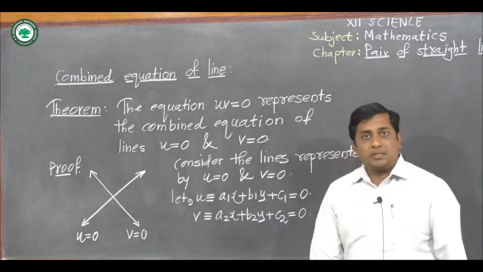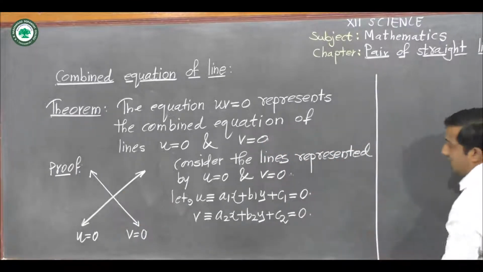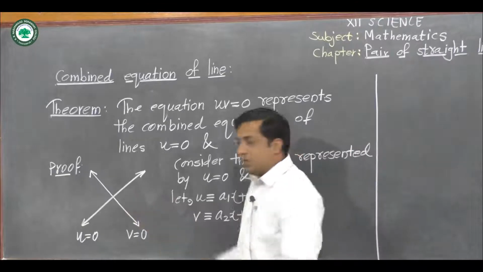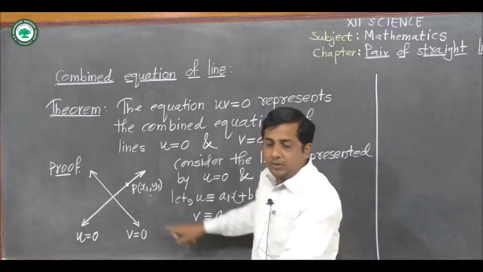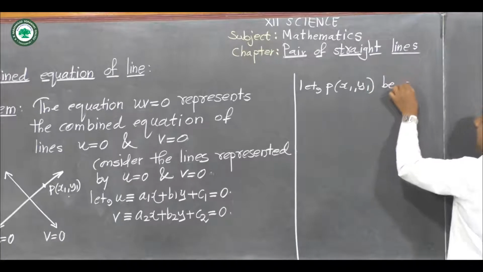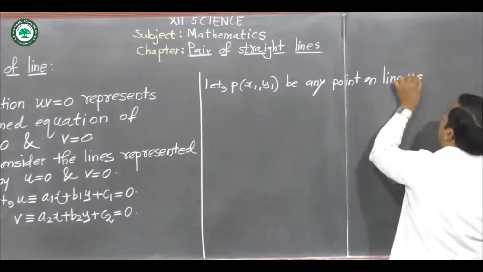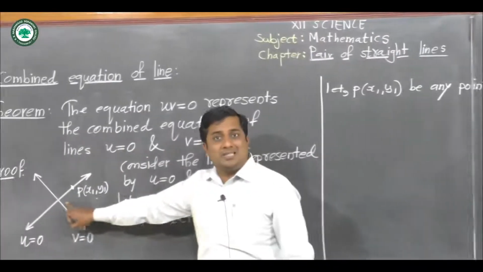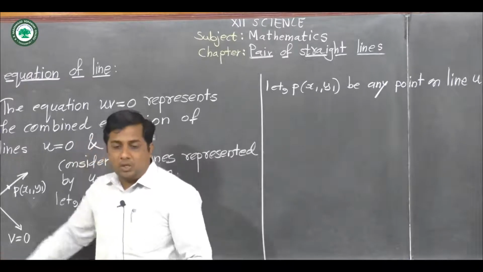Now we know these two lines. Let us consider one point on the line u is equal to 0. Let P of x1, y1 be any point on the line u is equal to 0. Suppose this point P of x1, y1 is here. If this point lies on the line u is equal to 0, this point satisfies the given equation, that is, it satisfies the equation u is equal to 0.